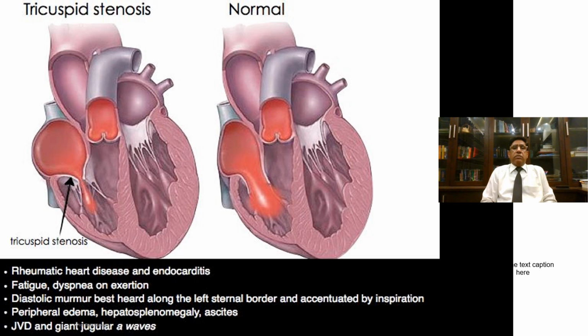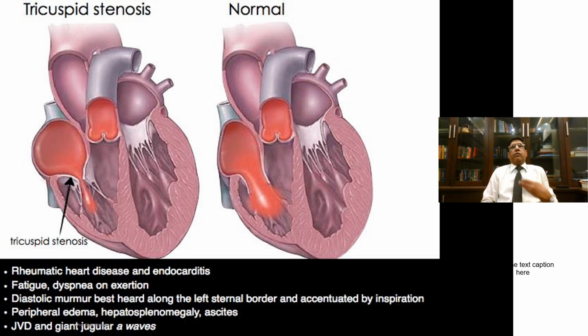So the symptoms because of the tricuspid stenosis would be because of its low forward flow from the right ventricle to the lungs and back pressure. So fatigue, dyspnea, and exertion. Since the blood has to flow from the right atrium to the right ventricle during diastole, a narrowing at that level would produce a diastolic murmur. This diastolic murmur would be best heard along the lower left sternal border. It would be more prominent during inspiration and sometimes may be accompanied by a systolic thrill as well.